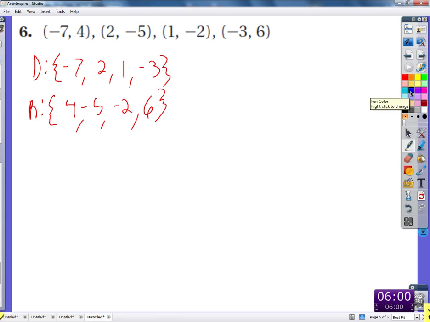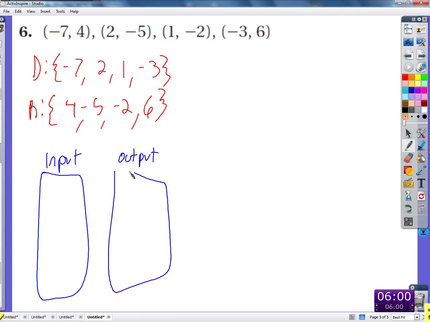How do I make a mapping diagram? Put input and output on, and then we do like a table. So now what? Put 2, 1, negative 3, and negative 7. And then negative 5, negative 2, 6, 4. No particular order? No, no order is important when you're doing a mapping diagram. Okay, so now what do I do?